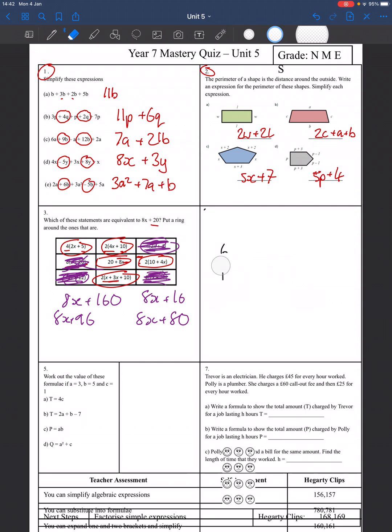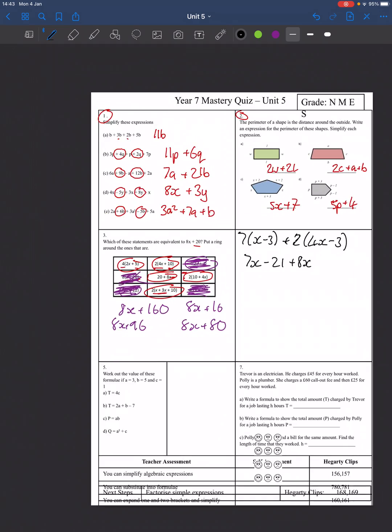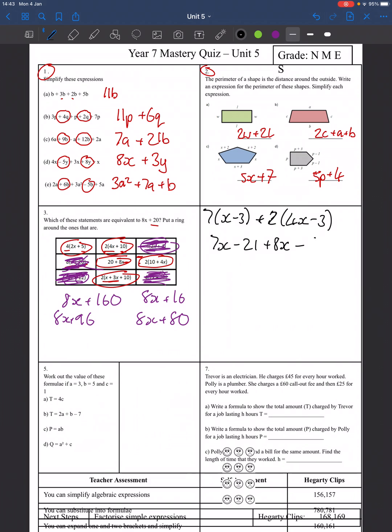So the next one that you are given is 7x take 3 plus 2 times 4x minus 3. So the first thing I'm going to do there is multiply out the brackets. So I've got 7x minus 3 times 7 is minus 21. So you've got to remember your negative number operations. This is why we had to hammer that so hard. Plus 2 times 4x, so that's plus 8x. And plus 2 times minus 3, which is minus 6.